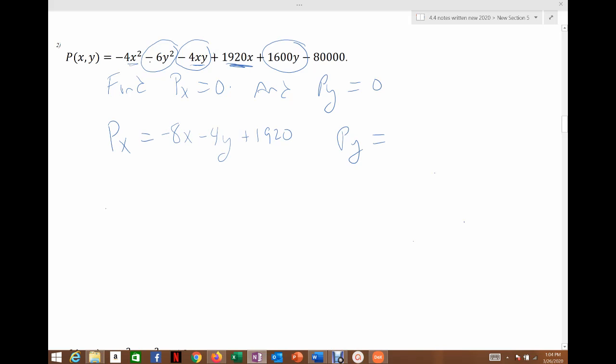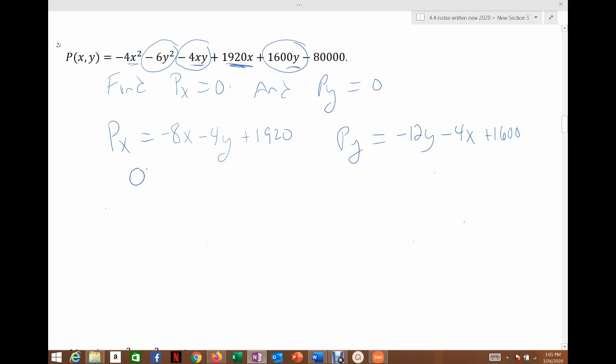Alright, so the first term with a y in it is the negative 6y squared. Its derivative then is 12y to the first. Then the negative 4xy, the derivative now with respect to y, is going to leave me with a negative 4x. And now the 1600 is my constant when I take the derivative with respect to y. Alright, so there are my first derivatives with respect to each variable.